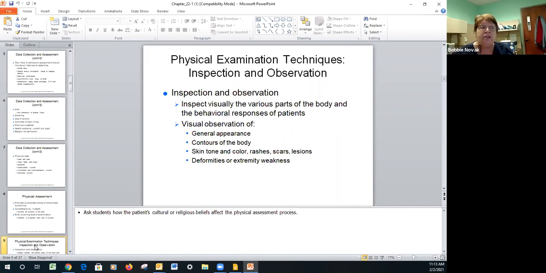All right. So the first thing we do is we inspect and we observe. No matter what body part or body system you're looking at, the first thing you're going to do is inspect. So you're looking for their general appearance, the contour of their body. Are they extremely thin? Are they extremely obese? Skin tones, color, rashes, skin lesions, deformities, weakness of extremities. This is your visual full body assessment right there. We're going to check and see what potential problems we have.